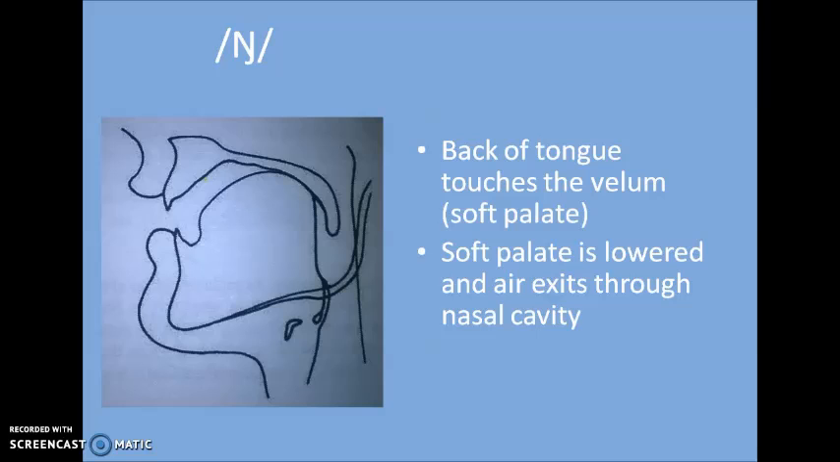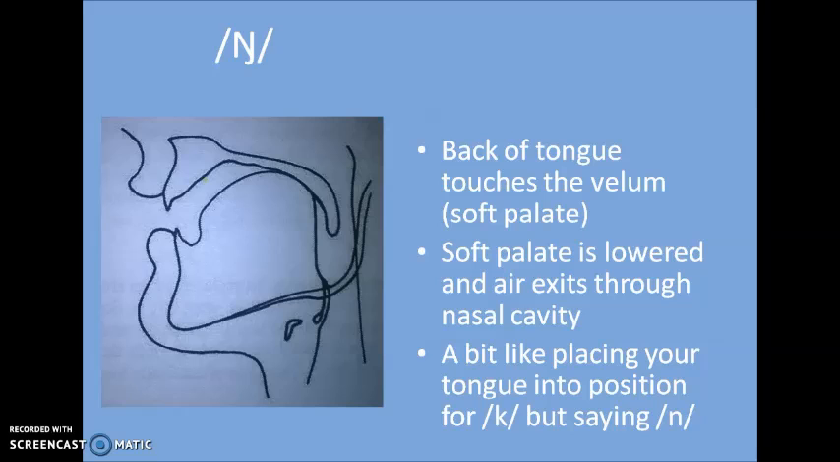Then we have the ng sound, which is produced with back of tongue touching the velum, the soft palate, and the soft palate is lowered and air exits through the nasal cavity. It's a bit like placing your tongue into position for k, but saying n. Now, in Spanish, the n is usually sharp, but similar phenomenon does exist. For example, in word pongo, where the n is also kind of softened.